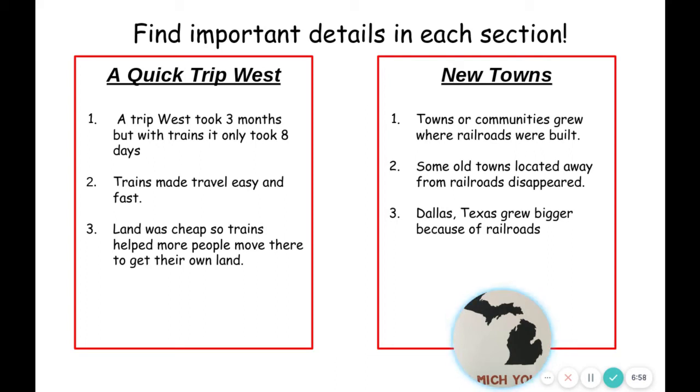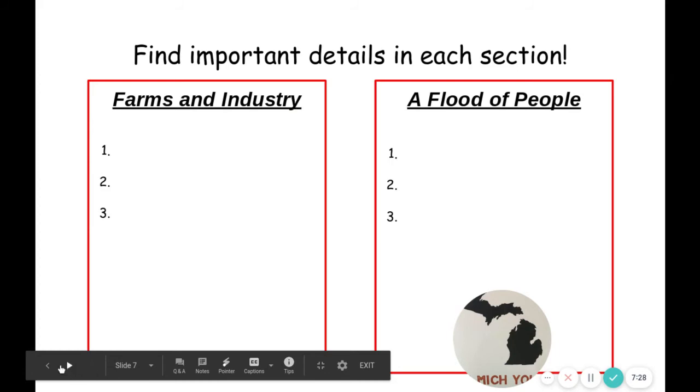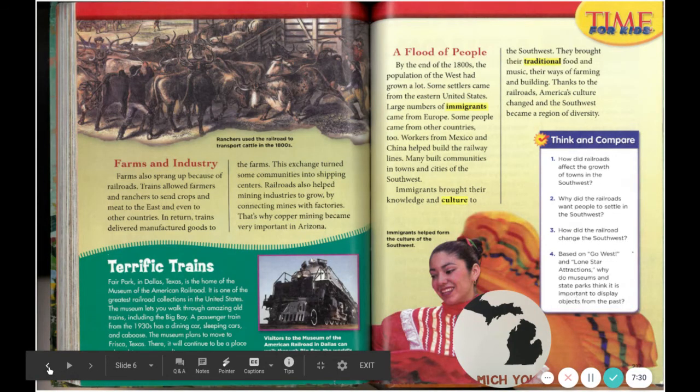All right, and on the other side, new towns. Well, new towns are communities, and I wrote it like that because I wanted to include my vocabulary term, communities. New towns or communities grew where railroads were built. Number 2, some old towns located away from the railroads disappeared. But number 3, Dallas, Texas grew bigger because of the railroads. So 3 key points from each of the sections. Sorry.